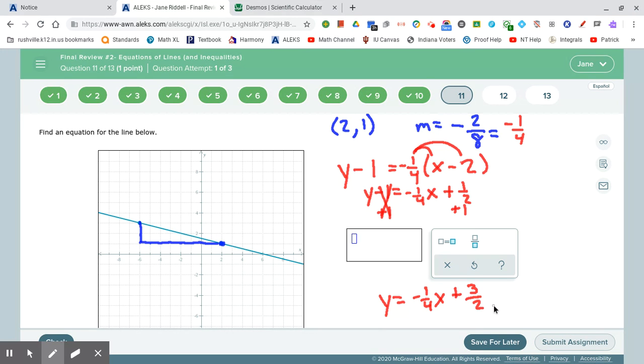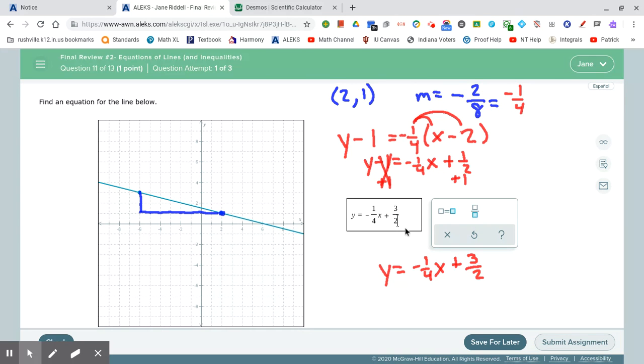All right, so for this question, if you'd like to put it in slope-intercept form, you can. If you wanted to leave it in point slope form, that is fine as well. The main thing is that your slope stays the same, and then you just use whichever formula you'd like and plug that in.